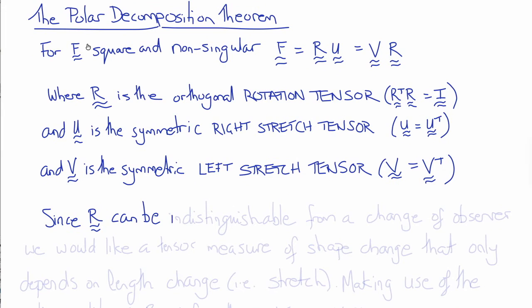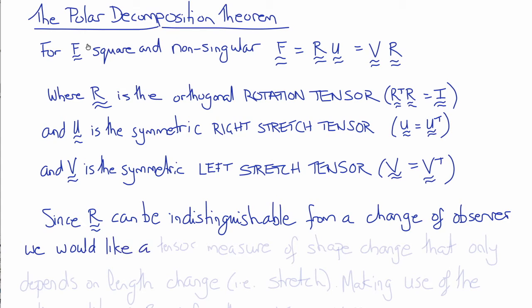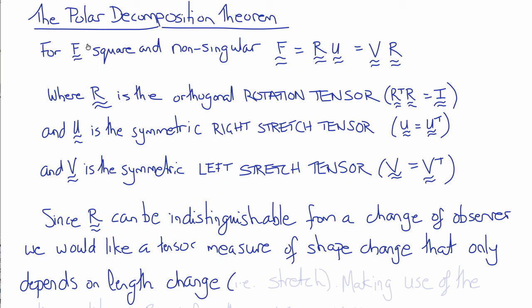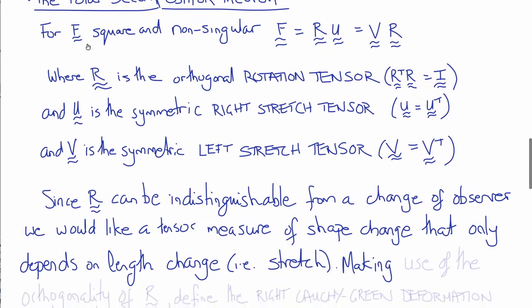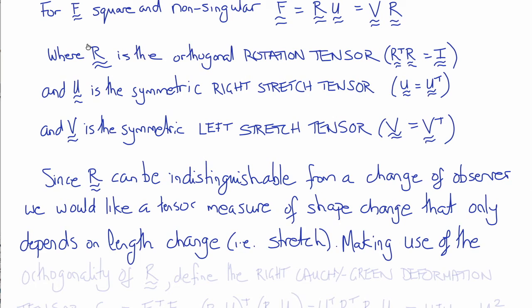Now, since the rotation could be a rigid body motion that could be indistinguishable from a change of observer, we really want to get rid of R. We're really interested in shape change, and shape change amounts to length change. So we want to find a tensor measure that preserves the stretch U or V but eliminates R. Now, U and V could be used, but the polar decomposition theorem is difficult to compute. So instead what we do is we square F and make use of the orthogonality of the rotation to eliminate it in the product.